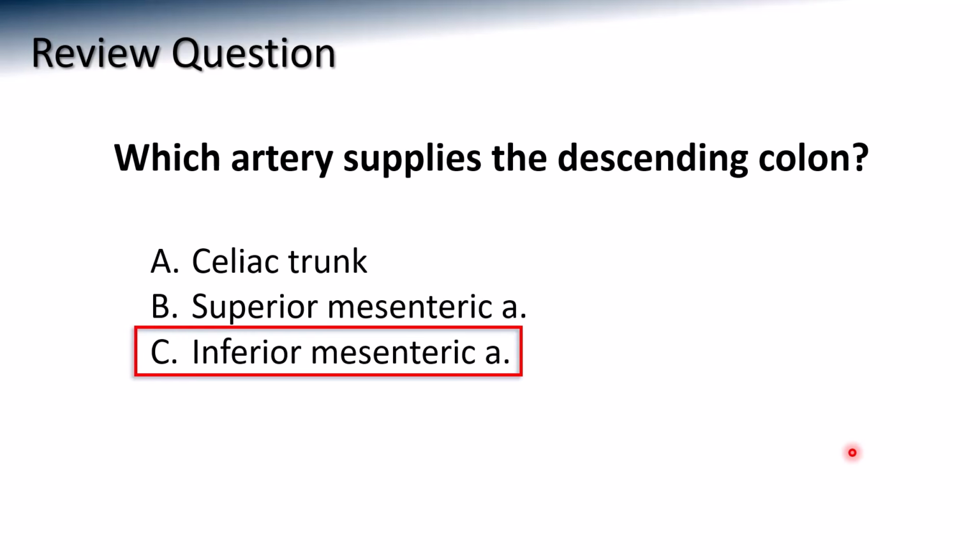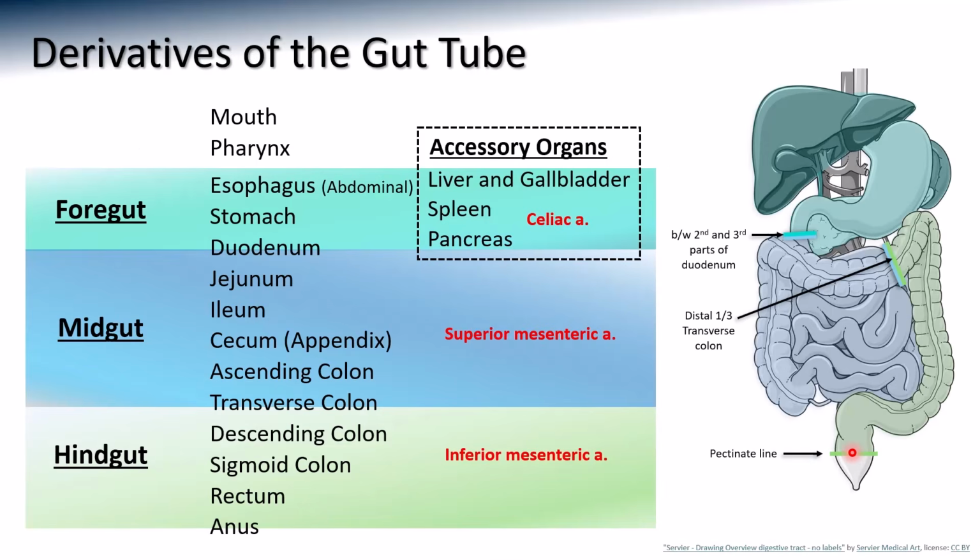The answer here is C, the inferior mesenteric. The descending colon is part of the hindgut, and the hindgut is supplied by the inferior mesenteric artery. Here we can see that. Here's your descending colon. It is after this divide at the third distal portion of the transverse colon, so it is going to be inferior mesenteric.